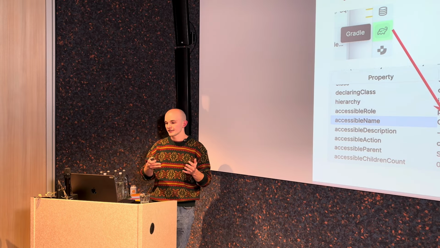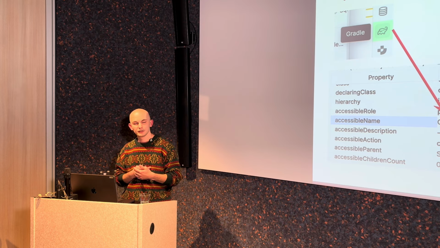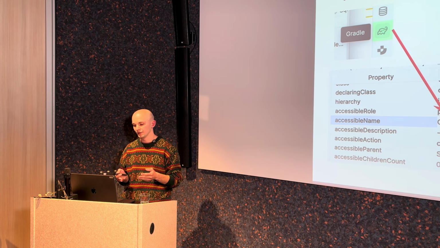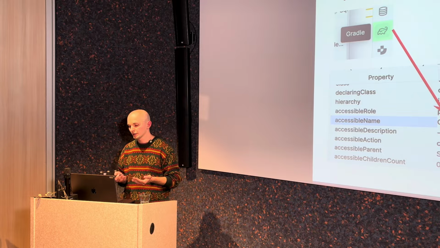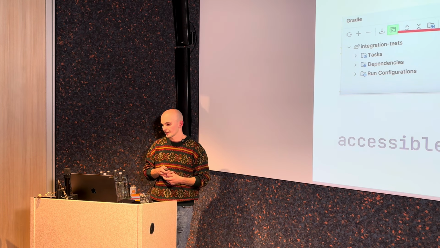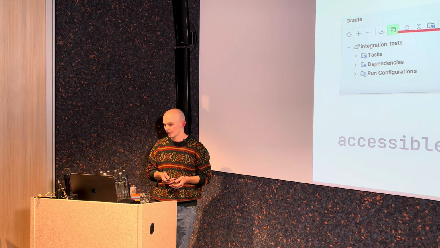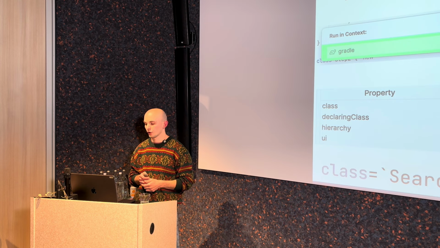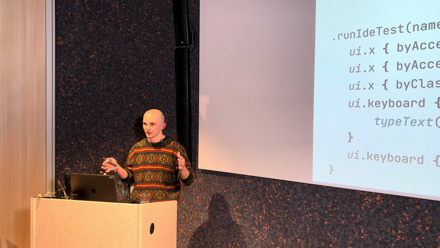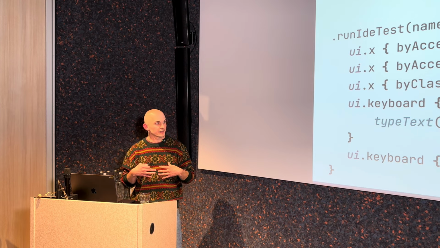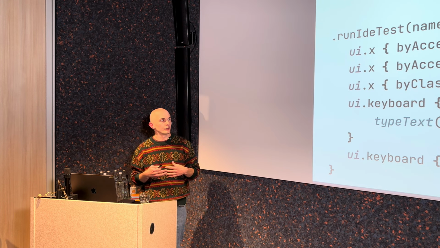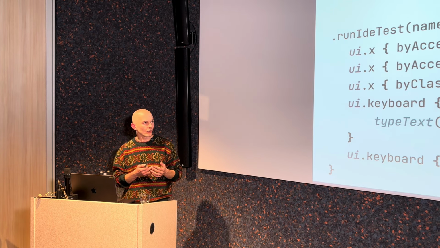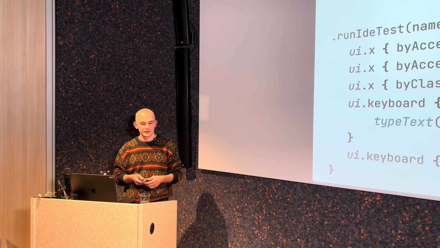To make it possible, I gather all the needed test attributes from the UI inspector, like I get the accessible name for the Gradle button. I also get the accessible name for the execute Gradle task button, and also the class name of this pop-up where I need to type my command. So by putting it all together, I end up with such a test scenario where I'm using the UI robot to interact with the IDE UI by clicking and typing something.